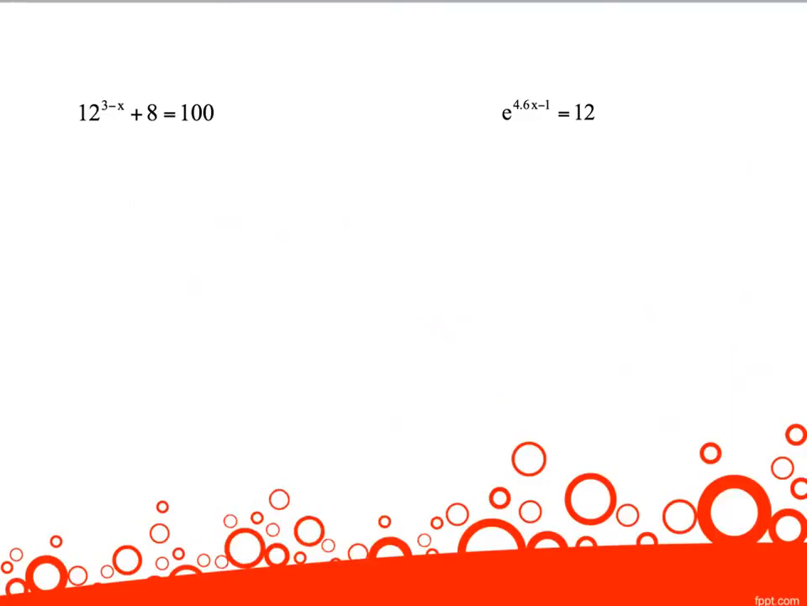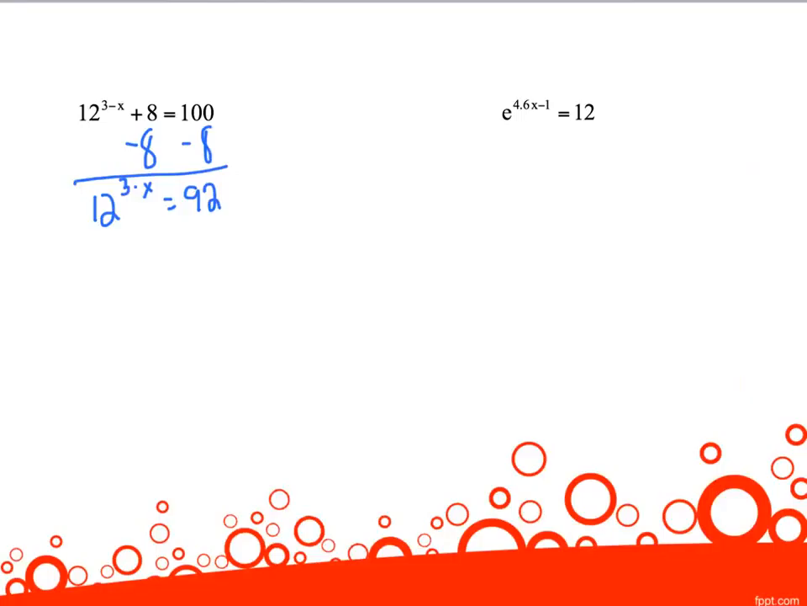Let's finish up with just a couple more examples. So let's say we have 12 to the 3 minus x, plus 8, equals 100. So I'm going to subtract the 8 first and get 12 to the 3 minus x would equal 92. Now, I have 12 to the, do not divide by 12. This is not a multiplication problem. That's where a lot of kids on these problems will mess up.